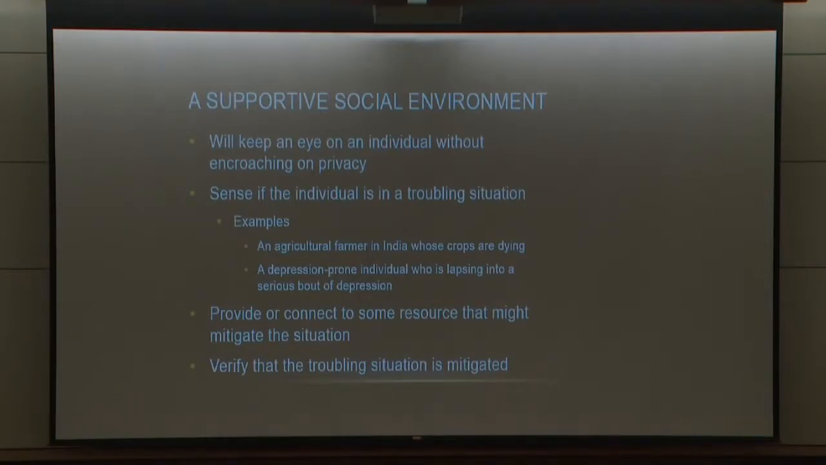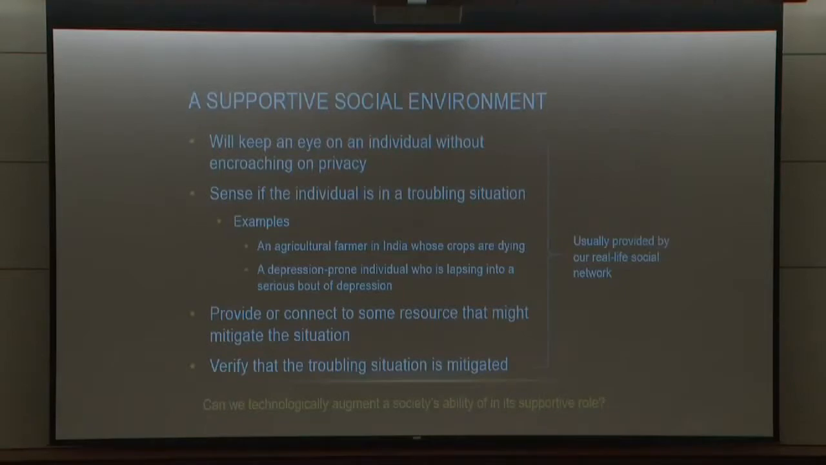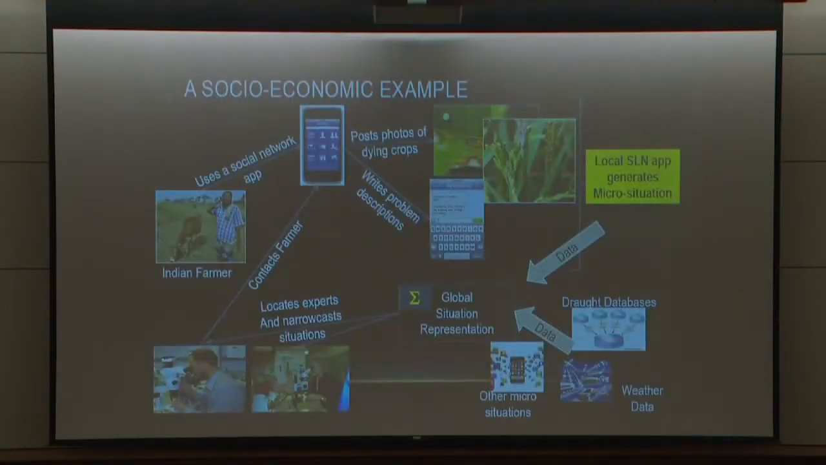That's nothing really abnormal. It happens all the time. And usually, that's done by a regular real-life social network. Neighbors, family. The question we are asking is, can we technologically augment this process if we increase the number of people, the number of potential solutions, the number of resources, the number of situations? That's the question. So let's take this example. There is a farmer in India who uses, by the way, everybody has cell phones these days, right? So they use their app to say, my crops are dying.